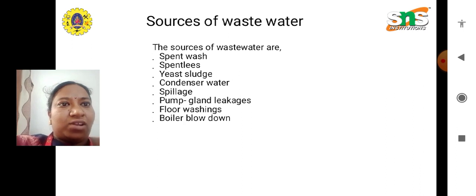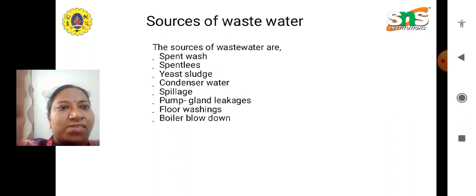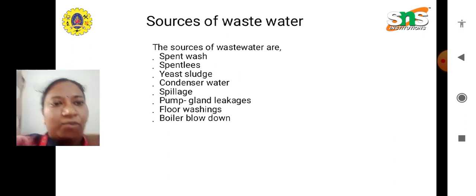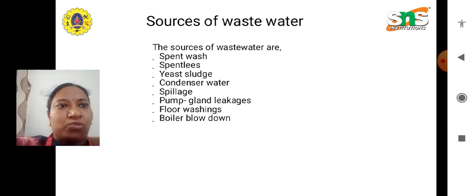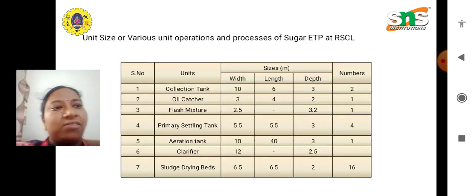Sources of wastewater: the sources of wastewater from sugar industries are, from the processing of molasses, we get spent wash. After that, we get spent lees as the wastewater from the distillery unit. Then yeast sludge from the fermenter, condenser water, spillage, pump and gland leakages, floor washing, and boiler blowdown. So these are the sources of wastewater generated in a sugar industry.